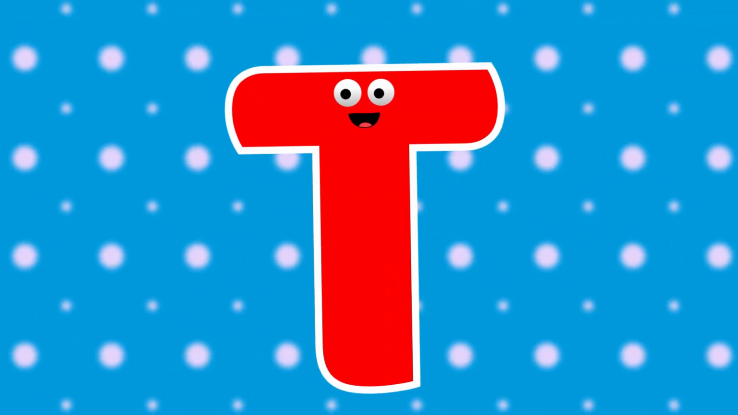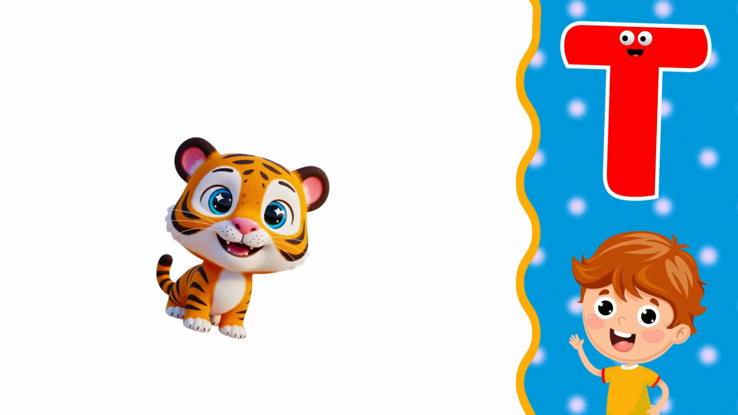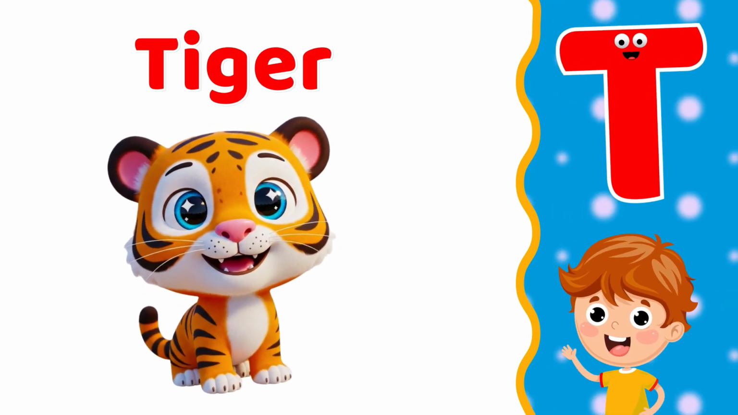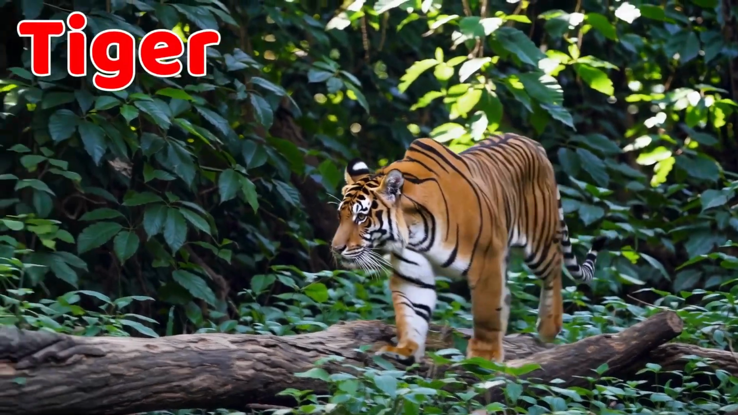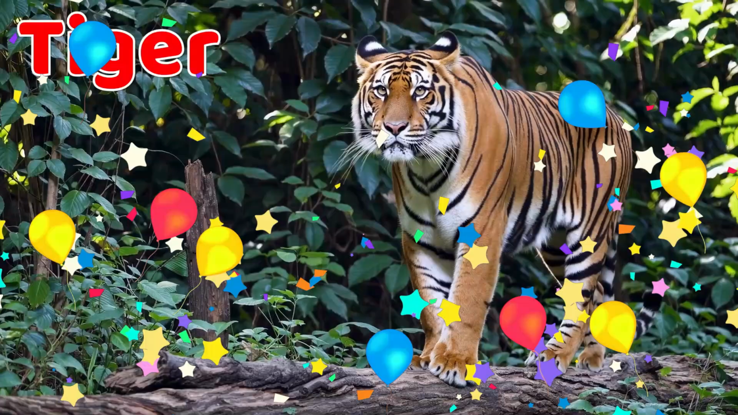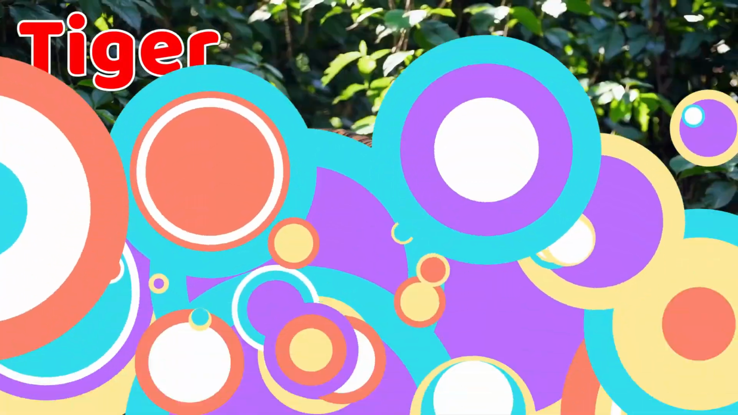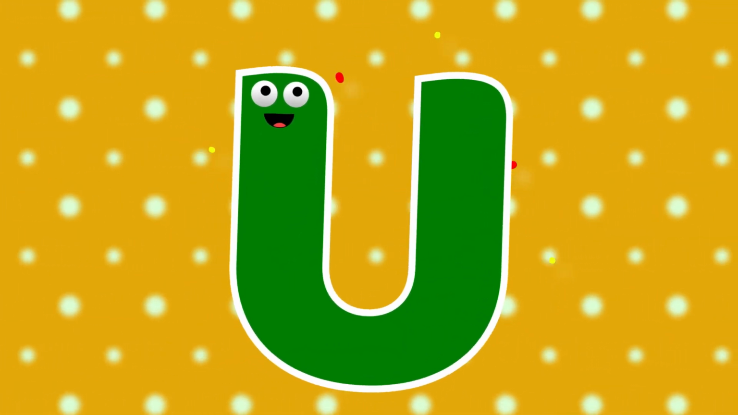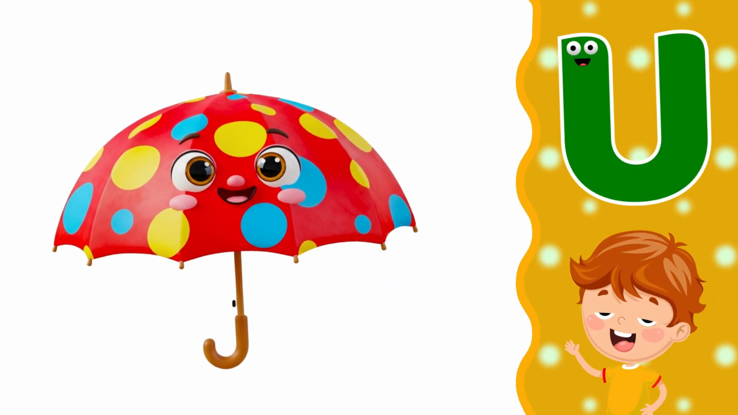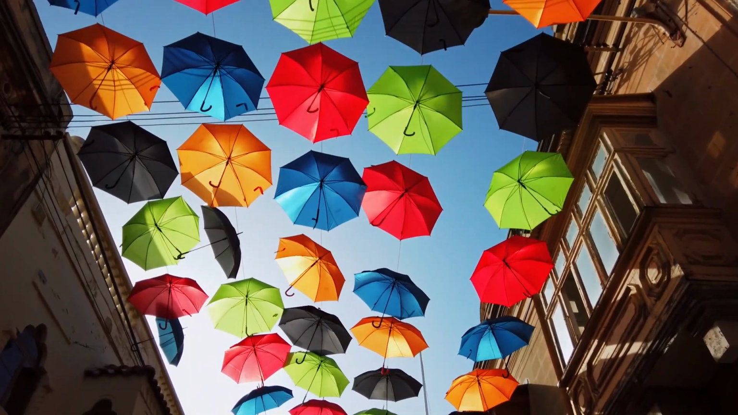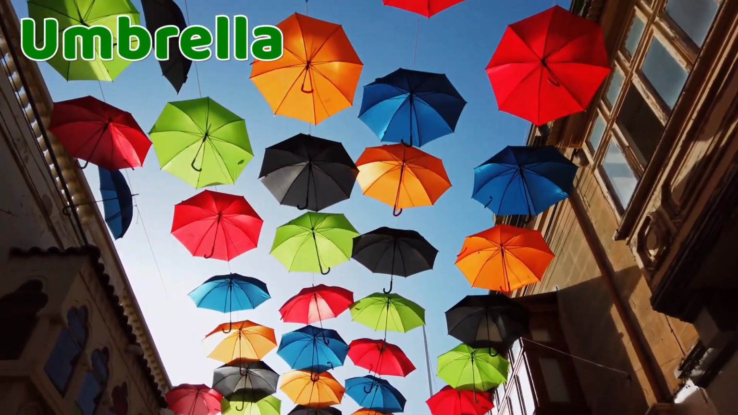Look, it's the letter T. Tiger. T is for tiger. Look, it's the letter U. Umbrella. U is for umbrella.